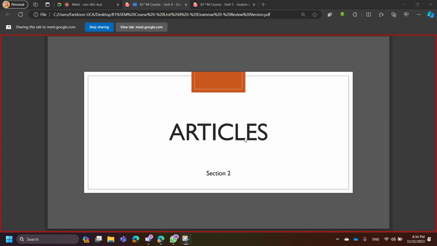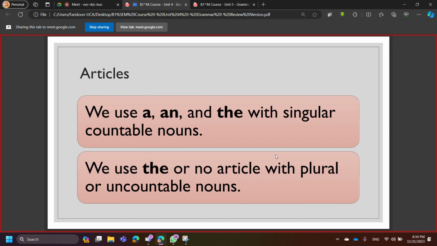Okay, guys, so section 2 now, articles. Now, articles is also a very easy topic, so let's start. We are using a, an, and the, or in full pronunciation, a, an, and the, with singular countable nouns. Don't forget that, okay? With what? Singular countable nouns. We use the or no article with plural or uncountable nouns.